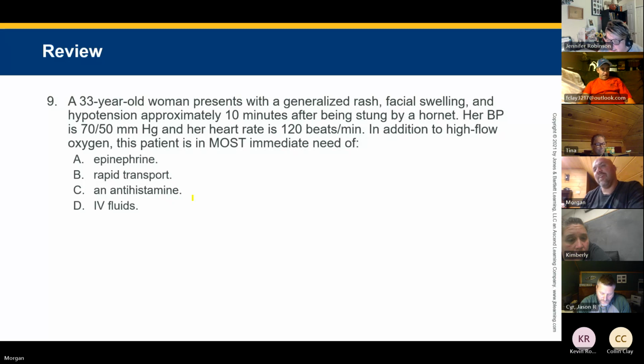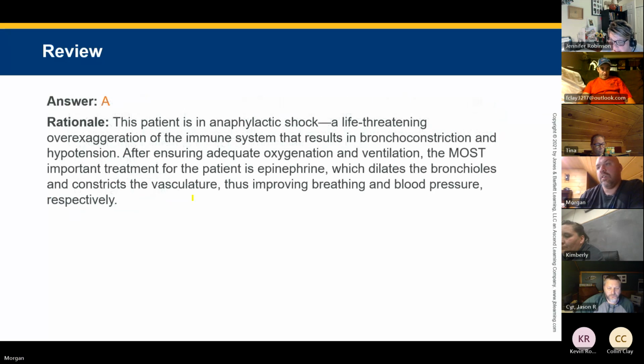A 33-year-old woman presents with generalized rash, facial swelling, and hypotension approximately 10 minutes after being stung by a hornet. Her BP is 70 over 50 millimeters of mercury, and her heart rate is 120 beats. In addition to high flow oxygen, the patient must be in immediate need of A, epinephrine, B, rapid transport. I would say A. Needs an EpiPen.